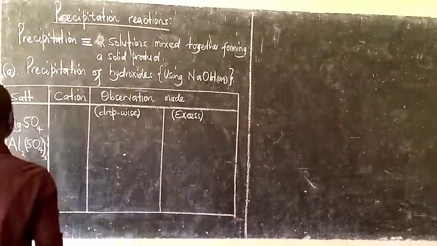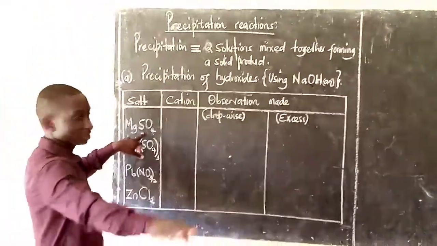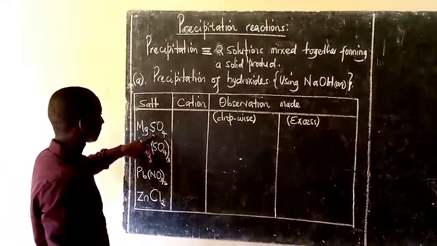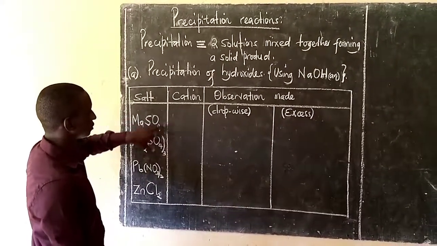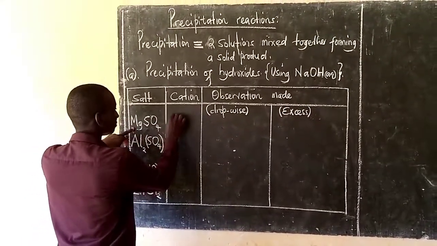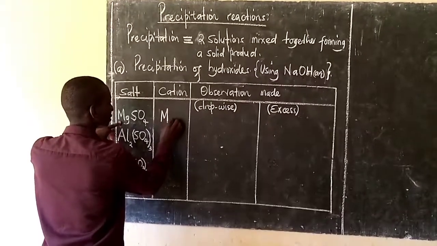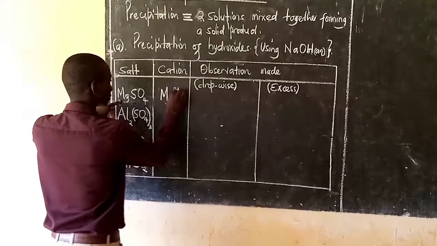Here we have the salt, magnesium sulfate. It is one of the salts we have there. The cation that is present in magnesium sulfate that we pick out from here is the magnesium. The magnesium cation is what we obtain there. And it is a 2+.